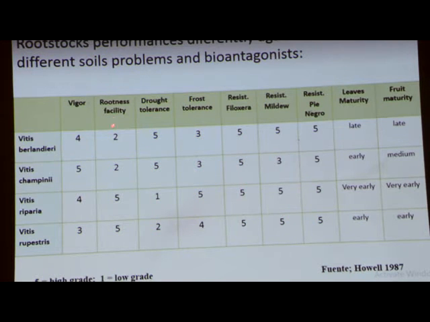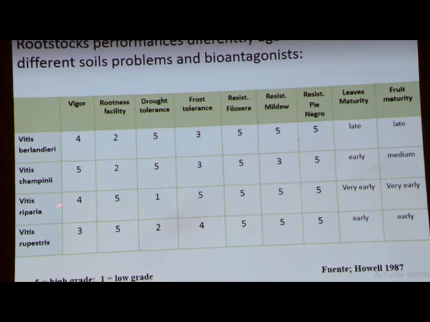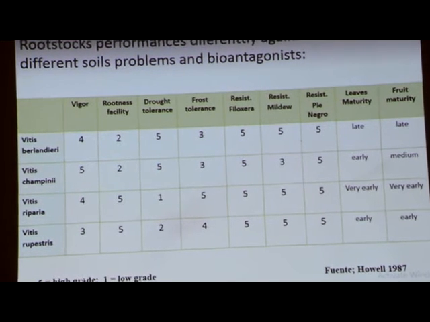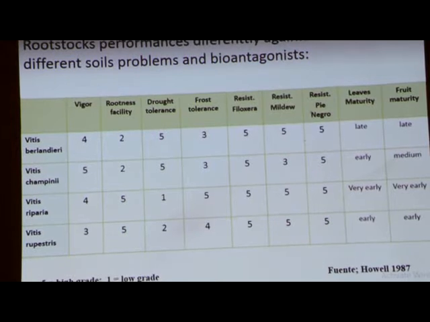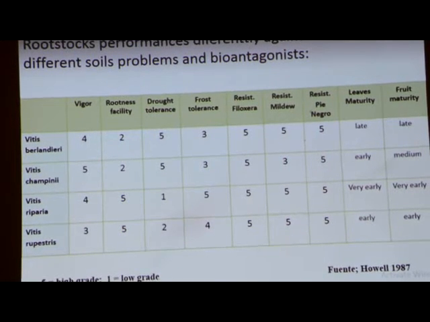And the rooting facility is different in the species, so the selections coming from these two will be easier to get plant production in the nurseries, and it will be different than all the selections coming from these species.